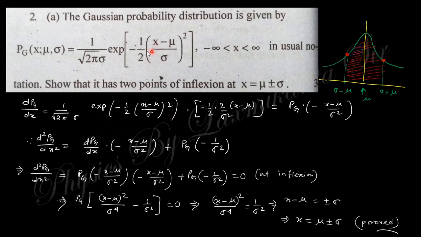If you take this derivative with respect to x, you get this function, and you can see this is p of x, this function. Put p of x here. Now take the second derivative, so this becomes dp/dx, and to that plus p into the derivative of this one, right? If you put this as 0, and you can see this function p is not equal to 0, so this factor must be 0, from where you get x equal to mu plus or minus sigma. Very simple.